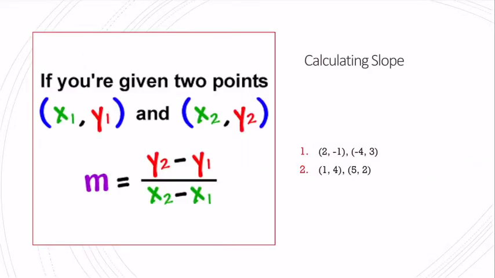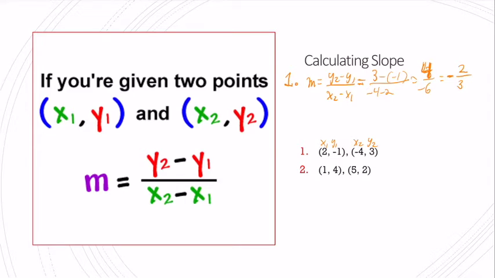So let's calculate the slope of these 2 lines. So let's do number 1 up top. So number 1, I have slope equals my change in y over my change in x. Let's let this be x1, y1, and this point be x2, y2. I'm going to go ahead and take 3 minus a negative 1 over negative 4 minus 2. That means I get 4 over negative 6, so my slope would be negative 2/3.